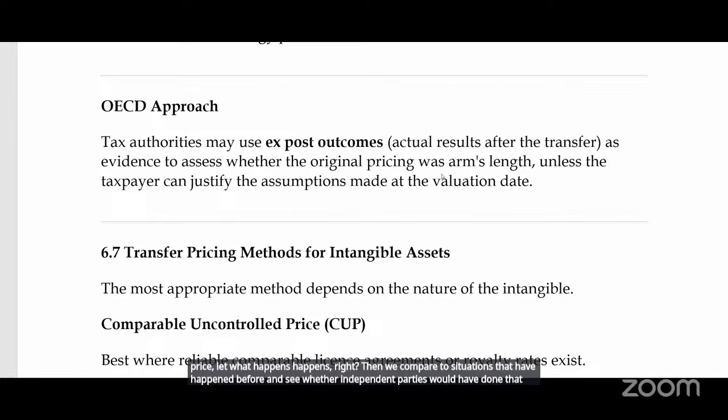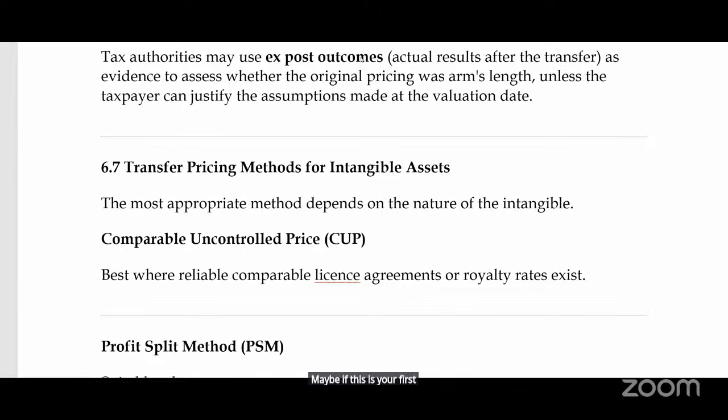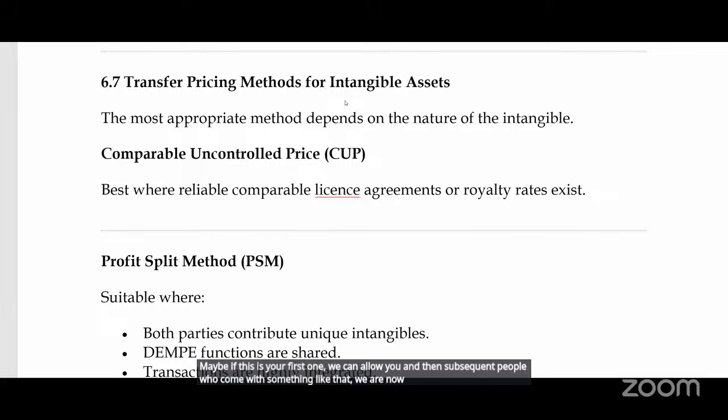So based on that, we can say that the price is at arm's length. Do you understand? Good. But if you think that whatever you have used, you can apply to GRA and say, you see, the assumptions that I made when I was valuing are these, and I think it's fair. GRA can consider that because it has never been in the system. Maybe if this is your first one, we can allow you, and then subsequent people who come with something like that, we are now going to use yours as a base to value.